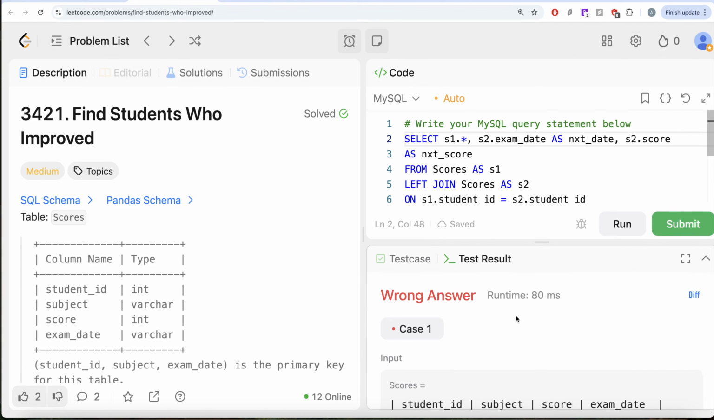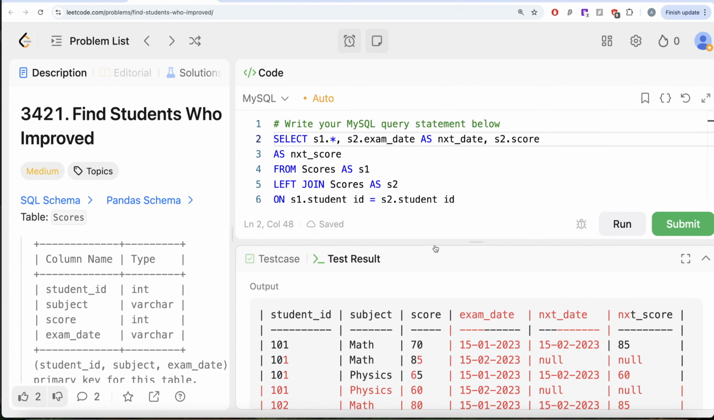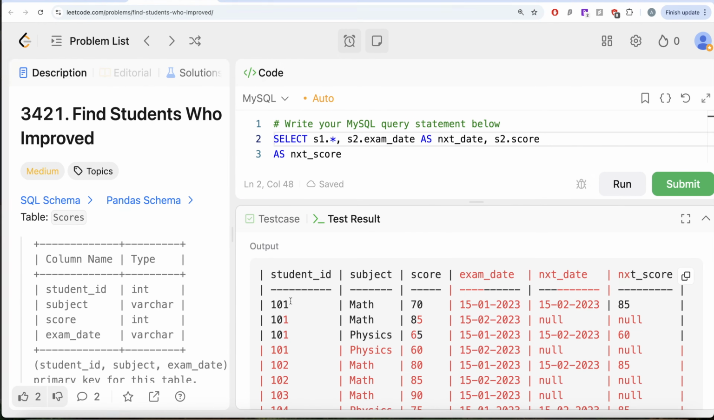Okay, so if we look at our output, let me just drag it to the left. What we have here right now is for student ID 101 for math subject, the first exam was taken on 15th of January 2023, and the score was 70. The next exam was on 15th of February 2023, and the score is 85. Now we can ignore all the rows where these dates or scores are null.